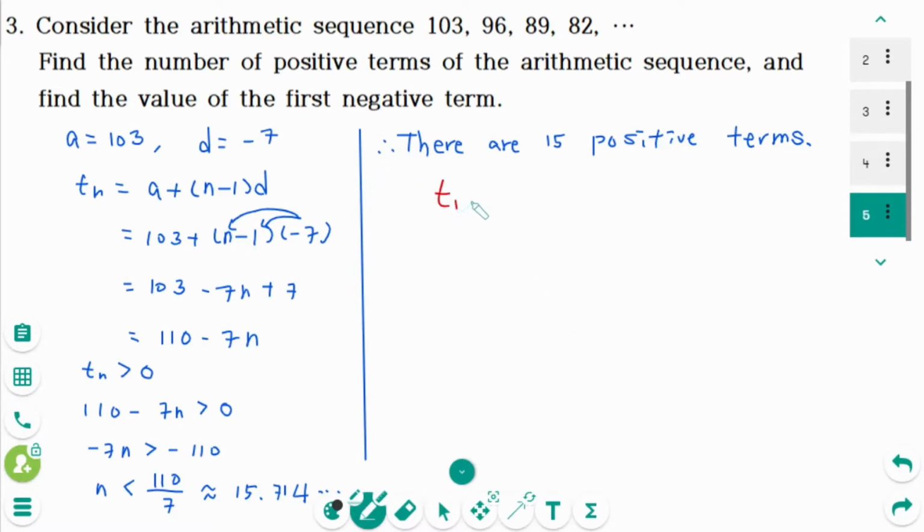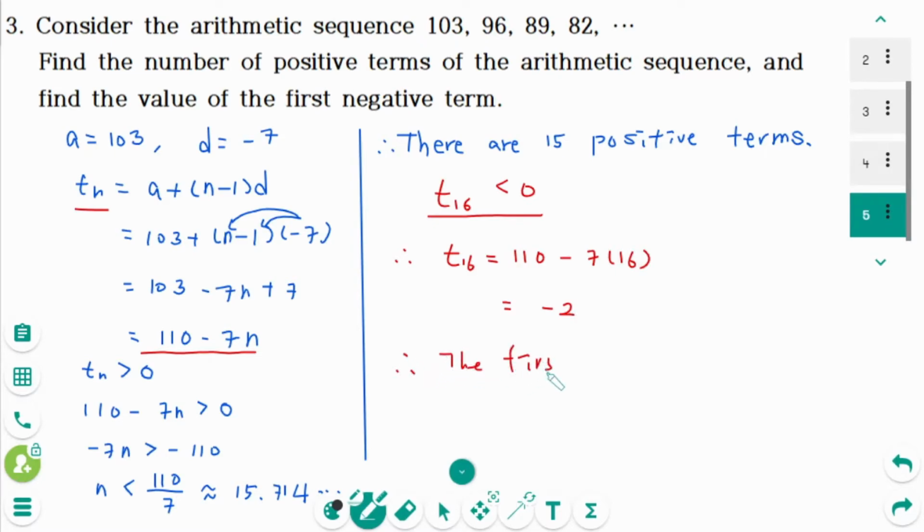Then the 16th term is the first negative term. So T16 equals, use the Tn, 110 minus 7 times 16. The final answer is minus 2. So the first negative term is minus 2.